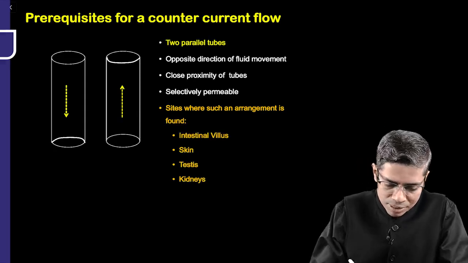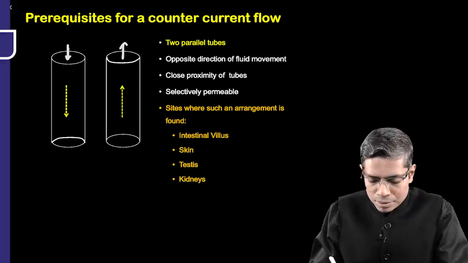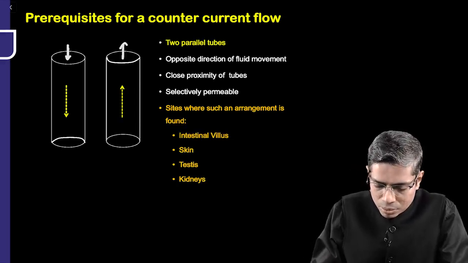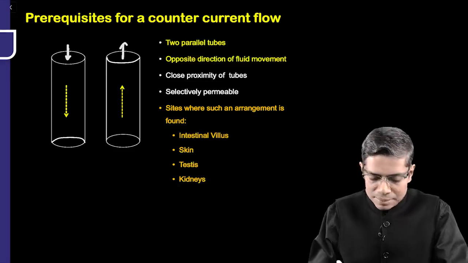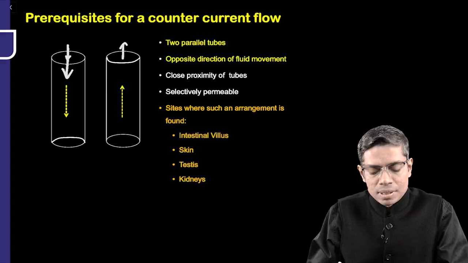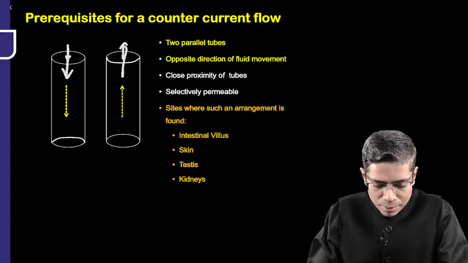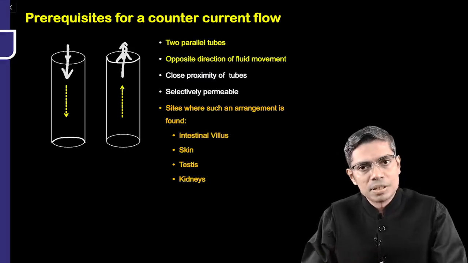So in your diagram you can find this is one tube and this is another tube. Now, the second criterion is opposite direction of fluid movement in these tubes. If the fluid is flowing in a downward direction in this tube, then the nearby tube should have a flow in the upward direction. The flow should be opposite in both tubes.